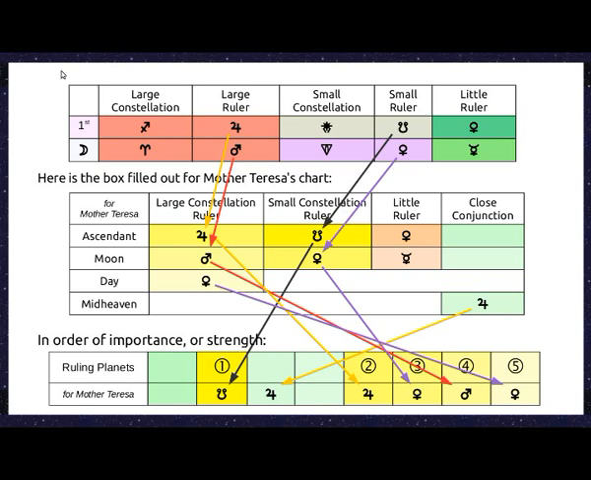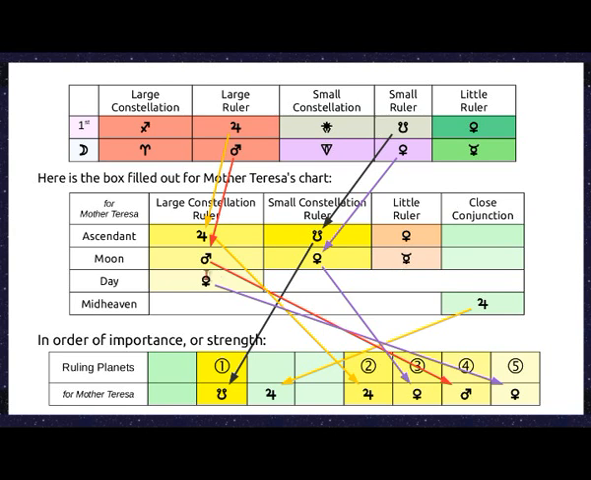Okay, so now we're ready to fill out our boxes here. Here's just a duplicate of what we found before for the ruling planets of her ascendant and moon. The large ruler of her ascendant is Jupiter. The small constellation ruler of her ascendant is the dragon tail, goes right here. And the little ruler of her ascendant is Venus, and so we'll put that in there. The large constellation ruler of her moon is Mars, because it was in Aries, and so that Mars goes right there. The small constellation ruler of her moon is Venus, and so Venus goes right here. The little ruler of her moon is Mercury, and so Mercury goes there.